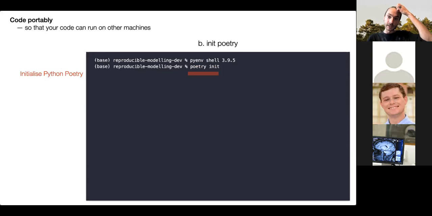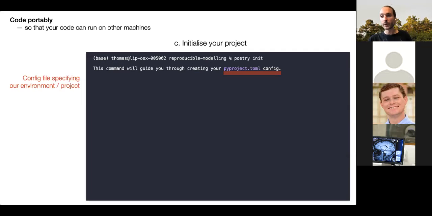The Python Poetry website, which is also linked in the repository, has really good documentation for how to install Python Poetry. It's really easy. You just need one single command in the terminal. Once it's installed, you can go to any directory and type poetry init, and it will initialize a Python Poetry project. What does this mean?